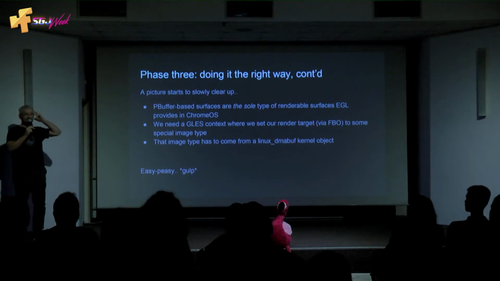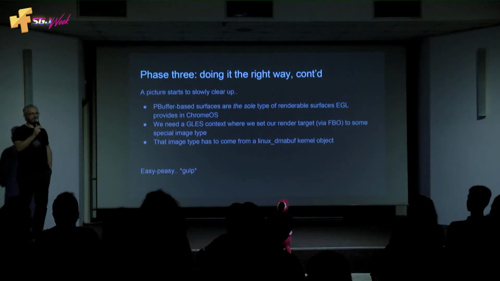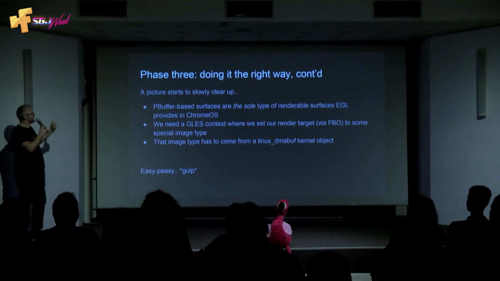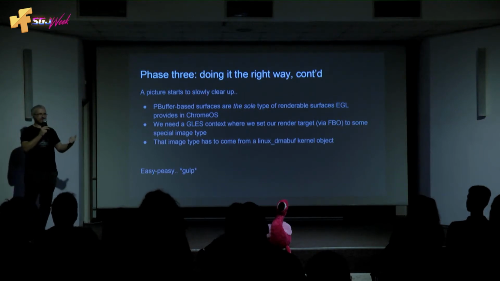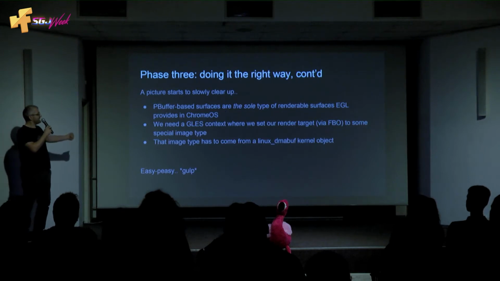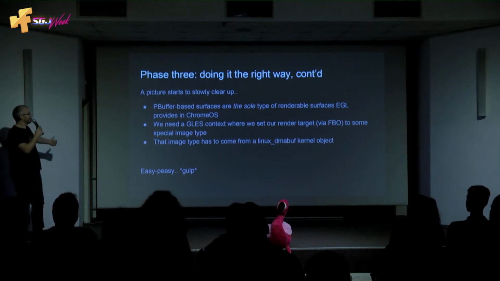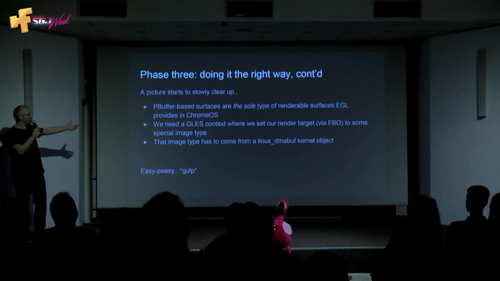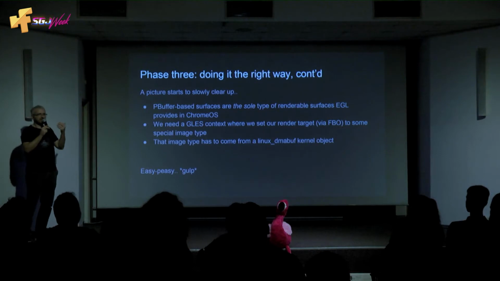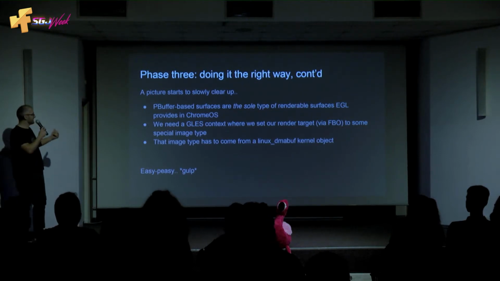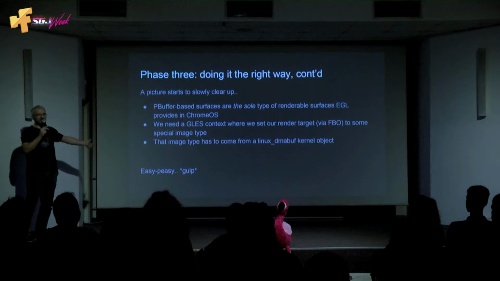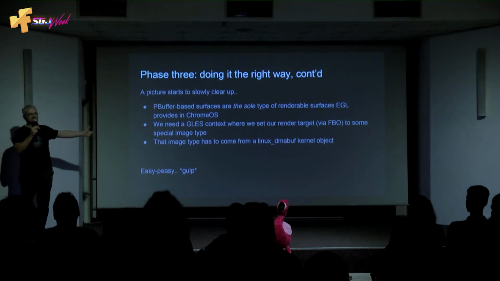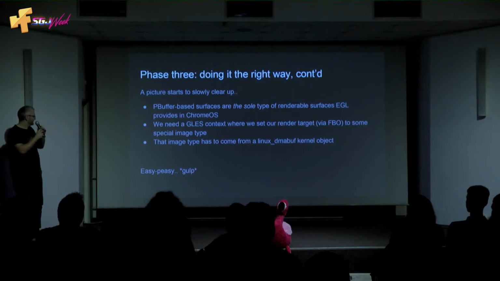Now, by that time, a picture started to clear up in my head, and I said, okay, so I know several things. I know that I can use a pbuffer surface for off-screen rendering, and I know that I need to create a GLES context where I could set the render target via FBO operations to some special image type that potentially I could use to send to the Wayland server. And that special image type should be derived from a Linux DMA buffer object, because there is such a thing as Linux DMA buffer objects. So that sounds like an easy-peasy plan.